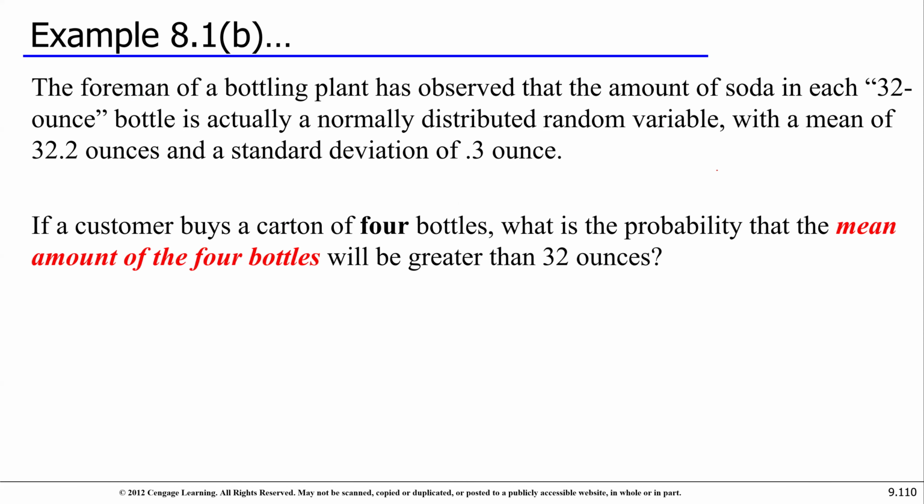Now, if the customer buys a carton of 4 bottles, what's the probability of the mean amount? The mean amount should give you the X bar. That's what you're focused on now. You can pause the video and go ahead and do it. Remember the standardization formula is Z equals X bar minus mu over the standard error.